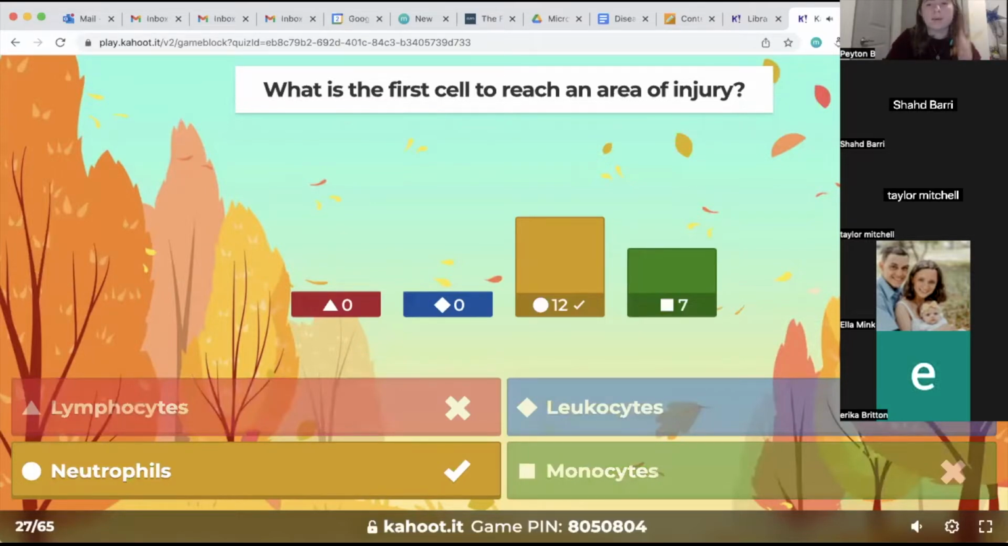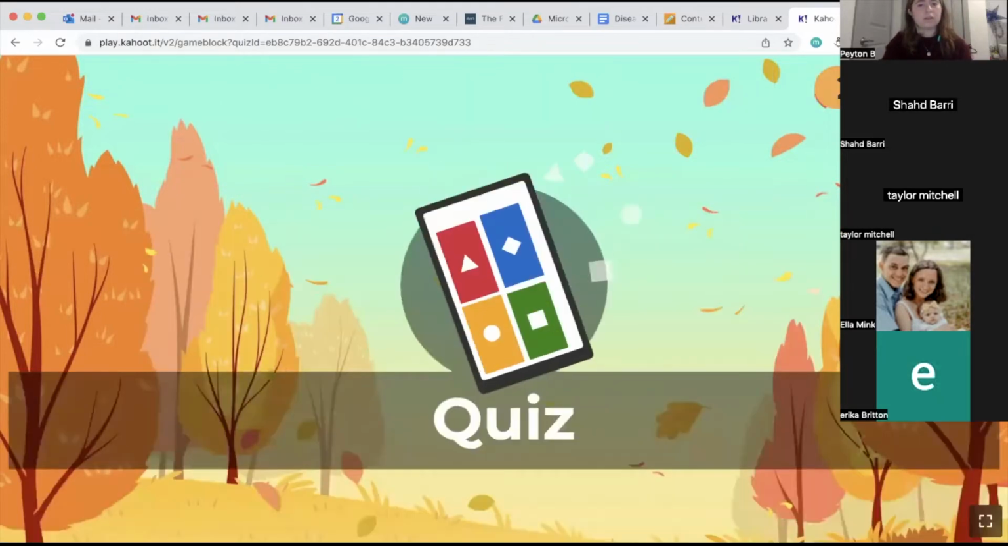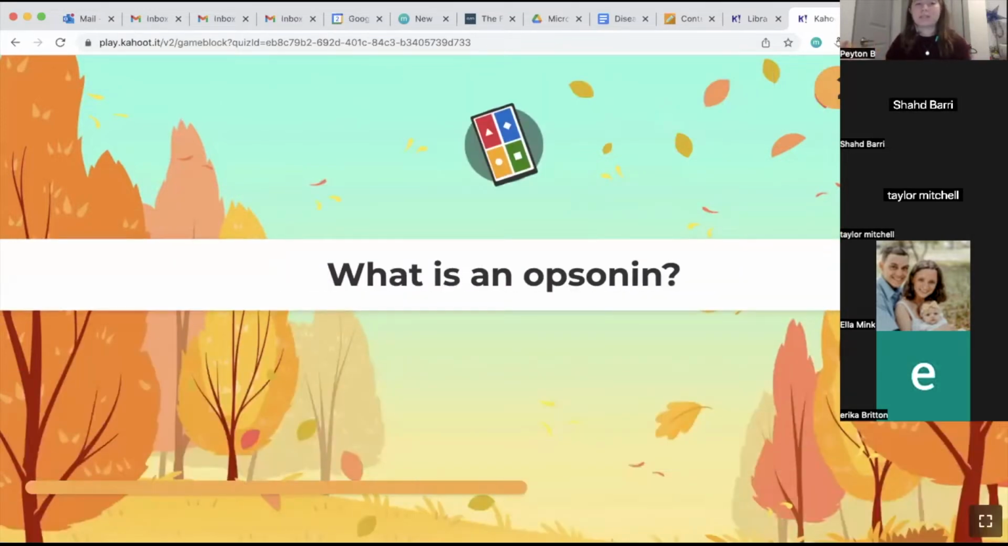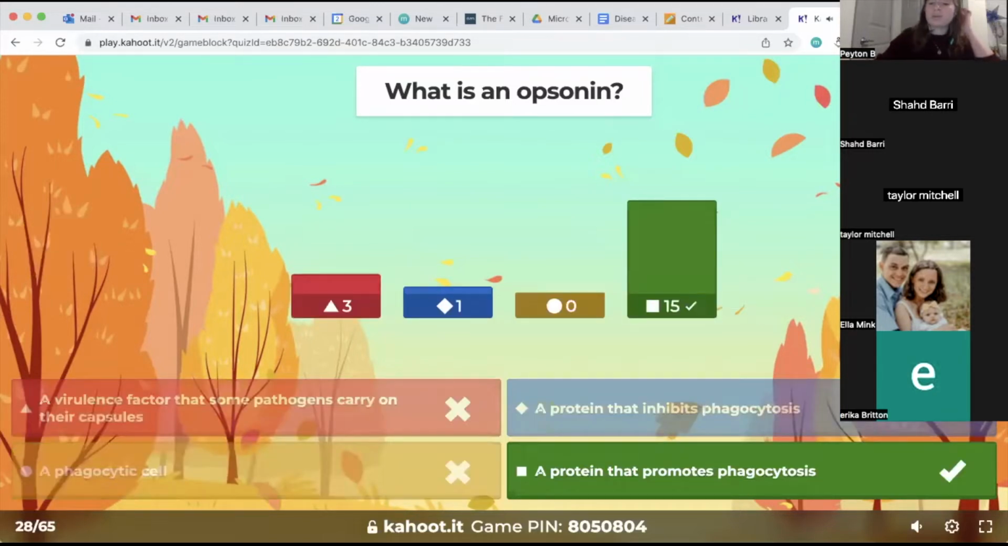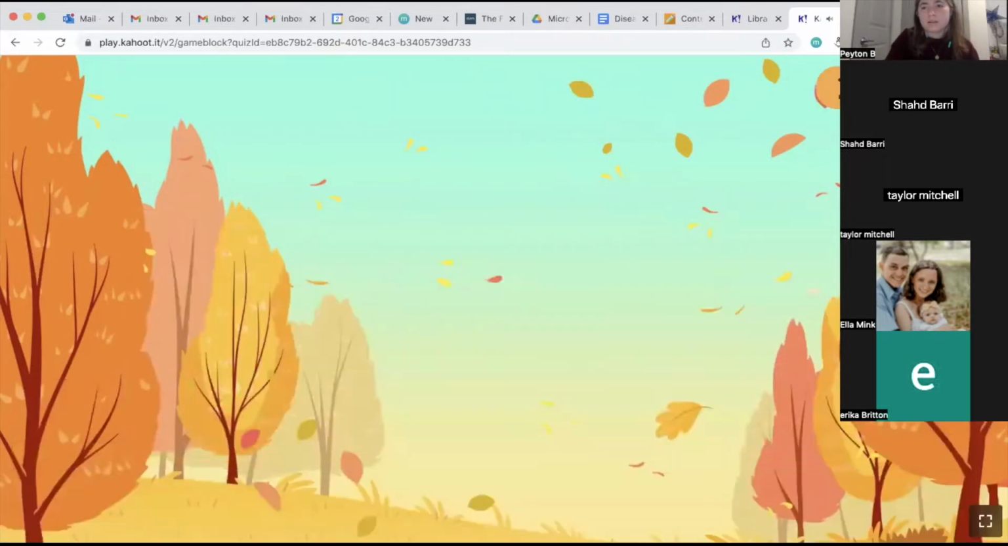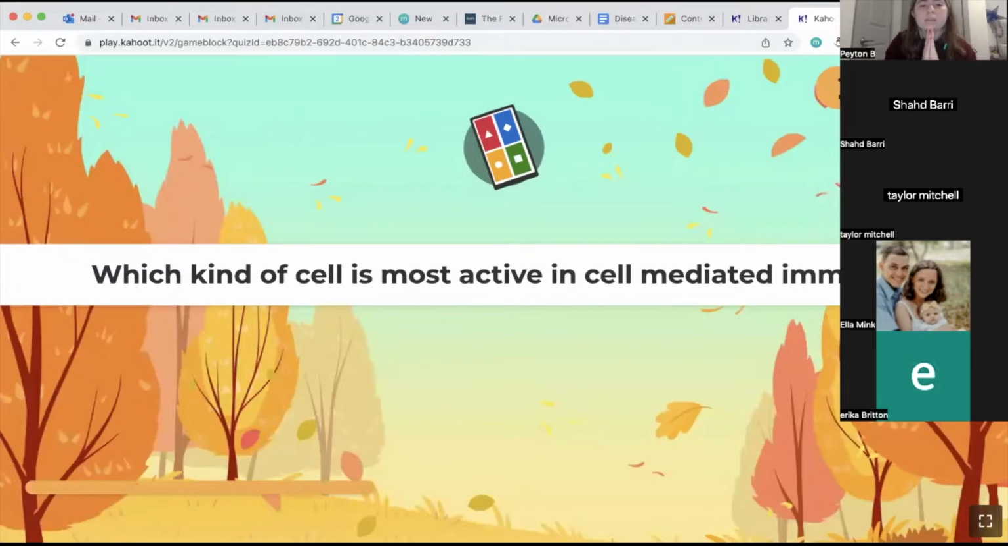Neutrophils, not monocytes. It is neutrophils. Neutrophils are the ones to get there first. What is an opsonin? Yep, a protein that promotes phagocytosis. And yeah, I actually think I took that question out there.